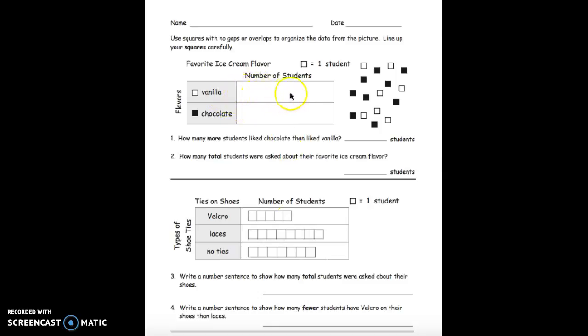When you're done drawing your vanilla, you're going to draw your chocolate squares and you'll get to color those in. And they should be lined up just nicely as you did above. Pause the video and do that now.